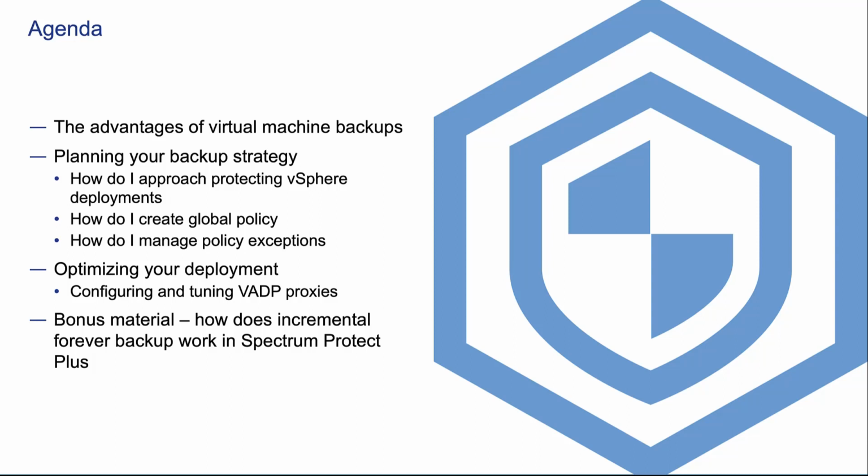We'll talk a little bit about optimizing the deployment, configuring and tuning the VADP proxies. And bonus material, we'll talk about how incremental forever backup works in Spectrum Protect Plus. Not necessarily something you need to understand, but I found in speaking to people about incremental forever that there's always a lot of questions. How is this really working? How do I trust this? What does that mean from the back end? Is it as good as it sounds? So we'll be looking under the hood to answer those questions, so to speak.